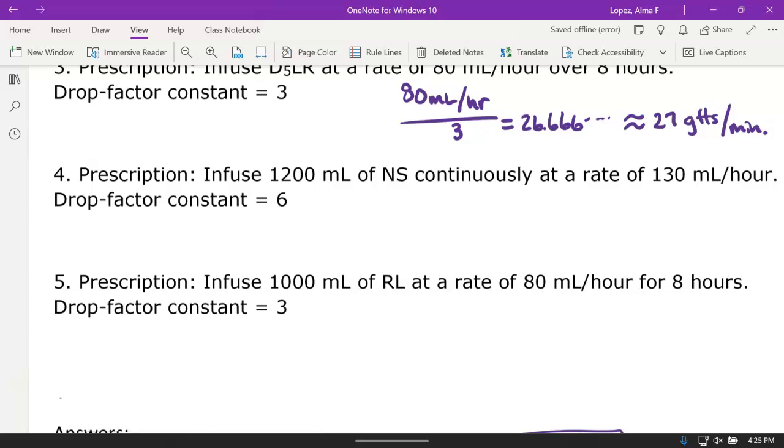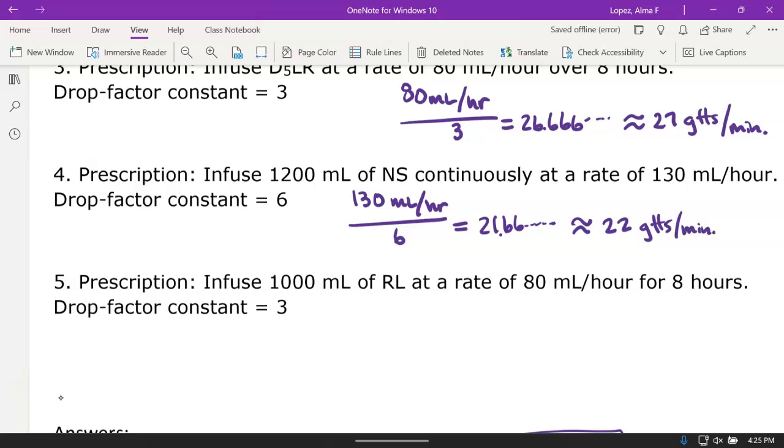Number 4, we're going to infuse 1,200 milliliters at a rate of 130 milliliters per hour. So again, the hourly infusion volume is 130 milliliters per hour, and our drop factor is 6. We're going to put that into the calculator. 130 divided by 6, so we get 21.6 repeated forever. But again, we're going to round it to the nearest whole drop because you can't split drops. That's going to give me 22 drops per minute.